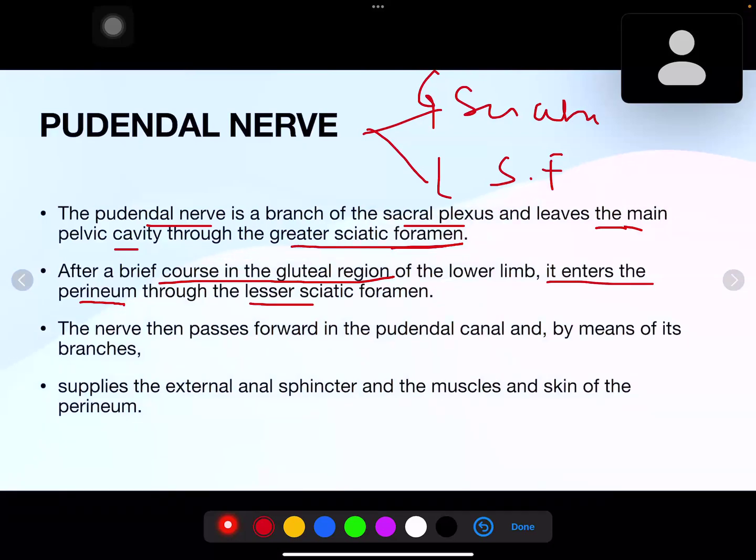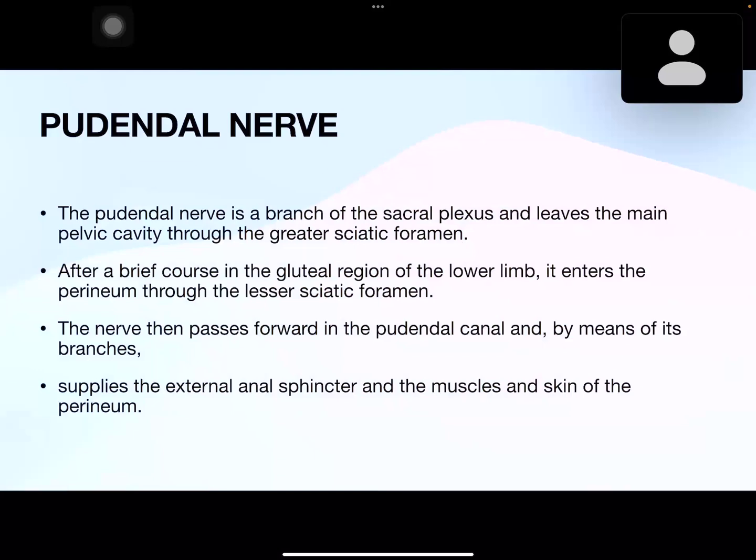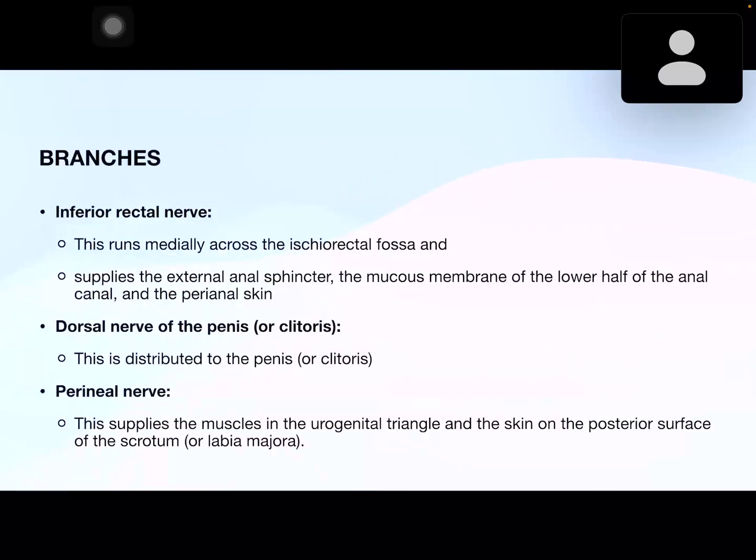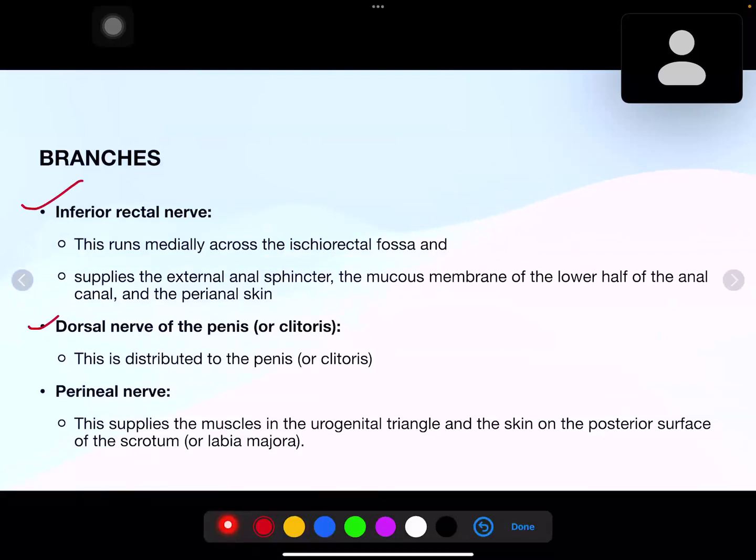And then by means of its branches, it supplies the external anal sphincter, muscles, and skin of the perineum. So this is just a brief course of pudendal nerve. And then the branches, these are the three major branches of pudendal nerve.